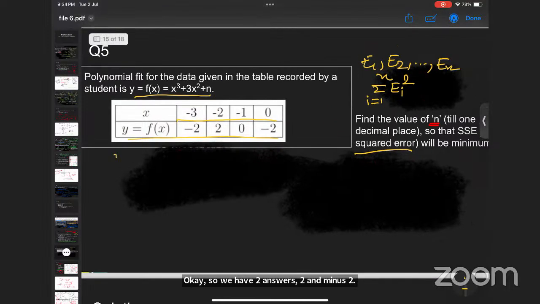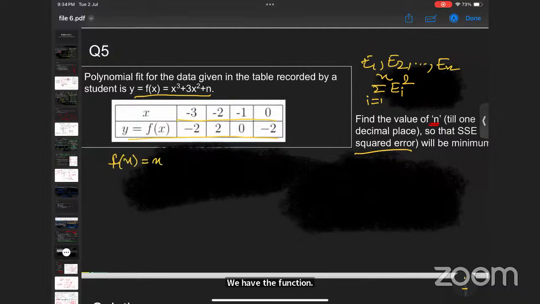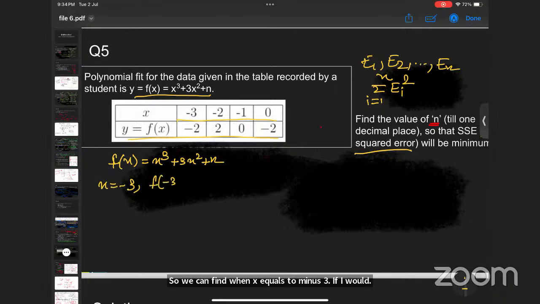We have the function f(x) equals x cubed plus 3x squared. So we can find, when x equals -3, if I put it in, f of -3 will be -27 plus 27, plus n, right?